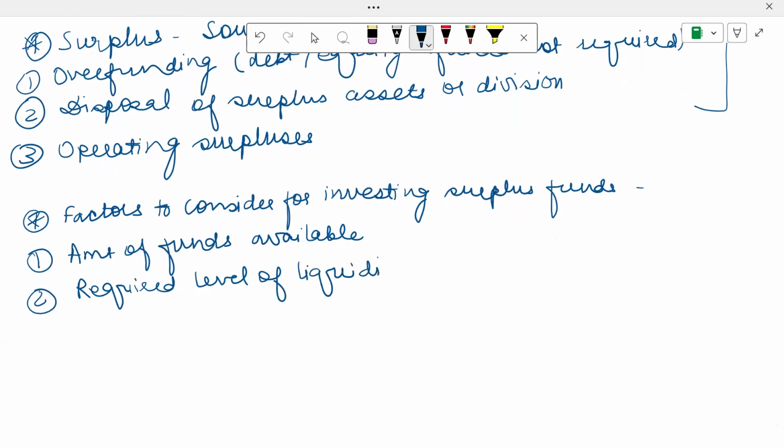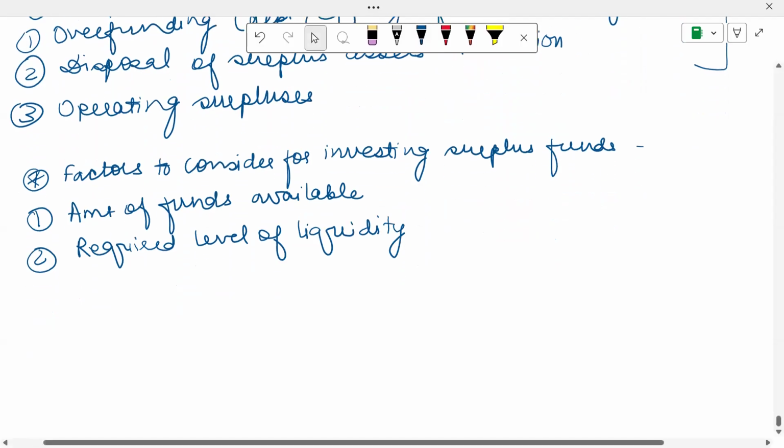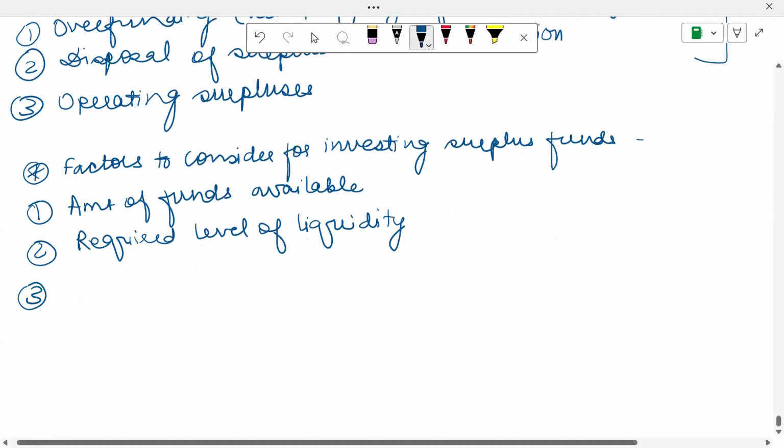If I need that money back very soon, I will invest in something which is highly liquid, probably like treasury bills. Or if I can keep it in for a longer period of time, then I will choose something less liquid, could be like properties or buildings and everything.